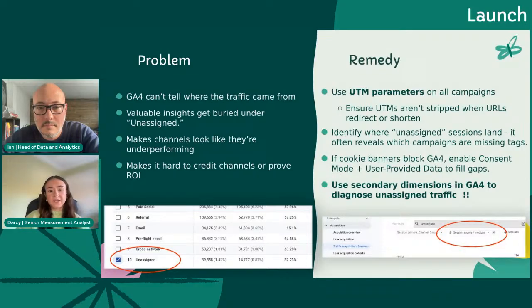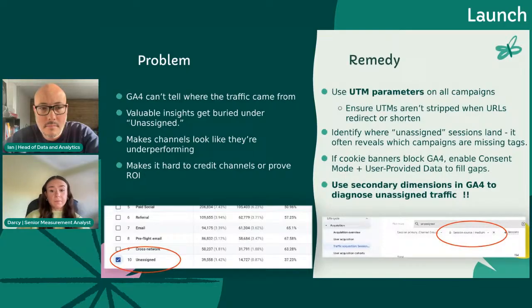So our remedy to that is to make sure everything is tagged. So make sure that you have your UTM parameters on all your campaigns. Make sure you audit your landing pages. You can identify where that unassigned traffic is actually landing, and that often reveals where the issue may stem from, what campaigns are missing those tags.